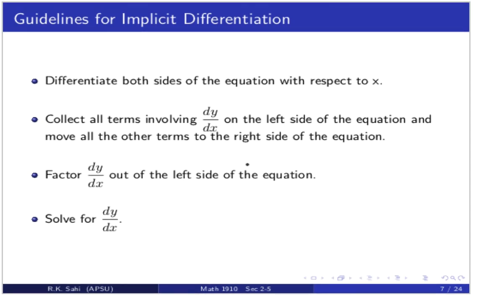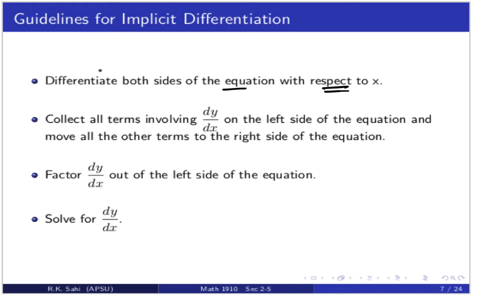The first thing is you leave the equation as it is and you differentiate both sides of the equation with respect to x. The second step is you get all the dy terms on the left side of the equation and then move all the other terms to the right side of the equation. Then on the left side of the equation, factor the dy by dx and then you solve for dy by dx. So these are 4 steps involved.